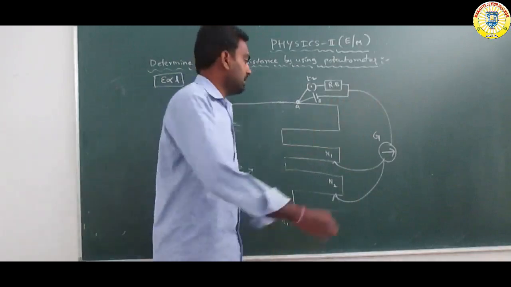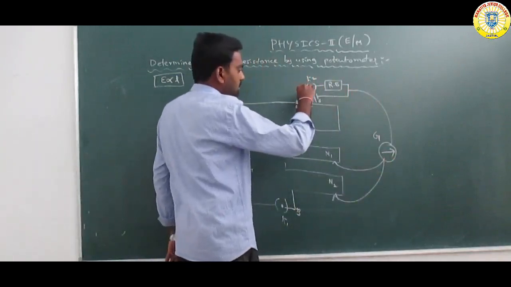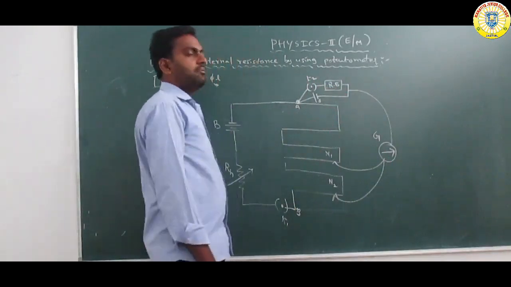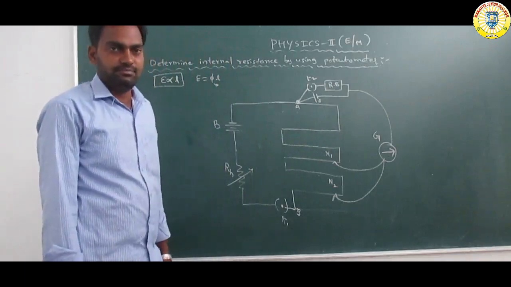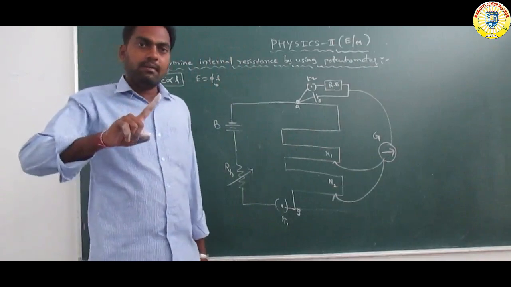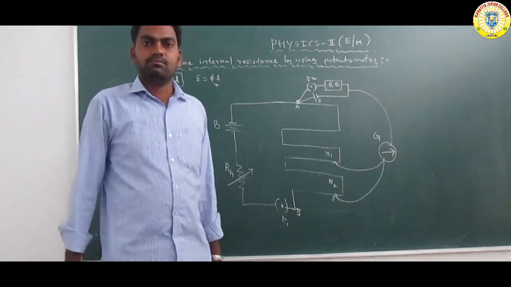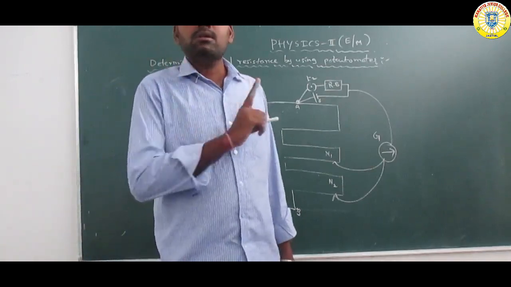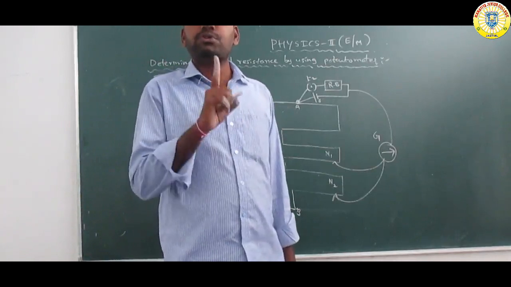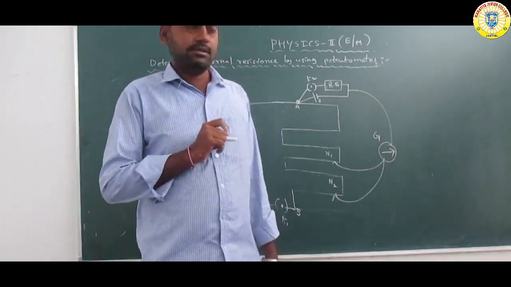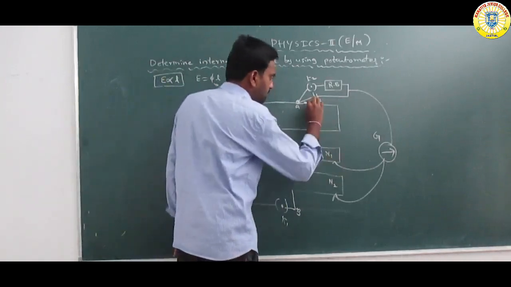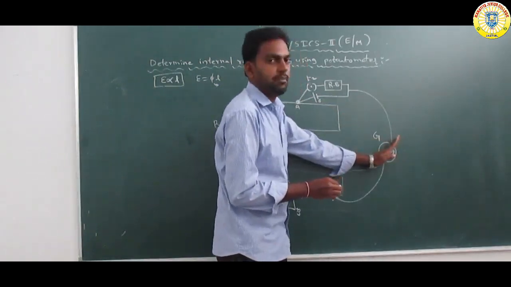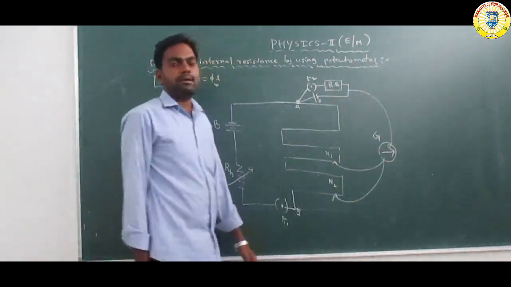The galvanometer is connected to the jockey. The jockey is moving on the potentiometer wire till the galvanometer deflection is 0. The jockey moves on the potentiometer wire until the galvanometer deflection reaches the 0 position. That is the null point.